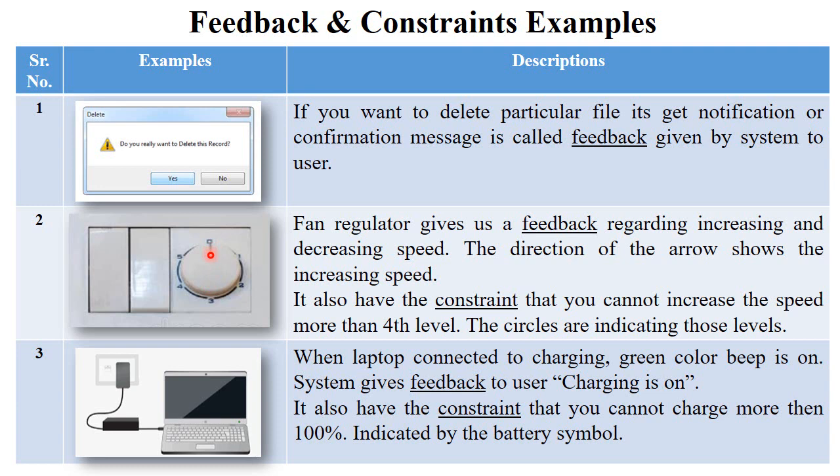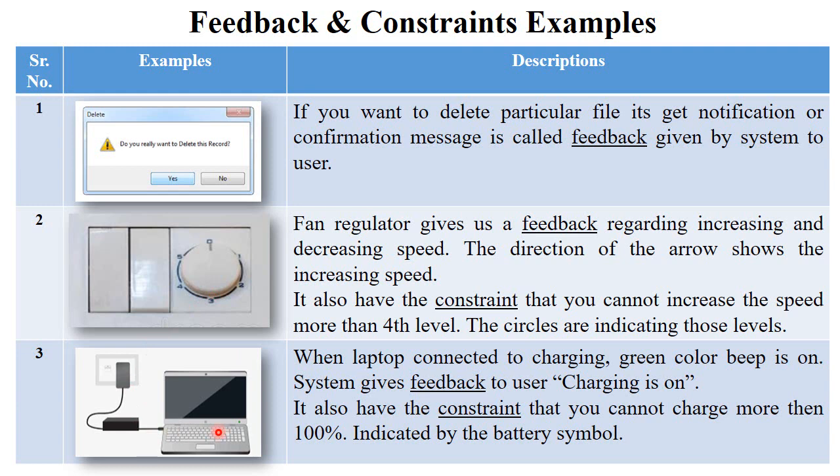This arrow indicates the increasing speed. So this is called feedback. And the constraint is you can increase the speed up to the fifth level, like 0, 1, 2, 3, 4, and 5. Not more than that. This is called a constraint, or a limitation. So this is the feedback and constraints of a fan regulator.